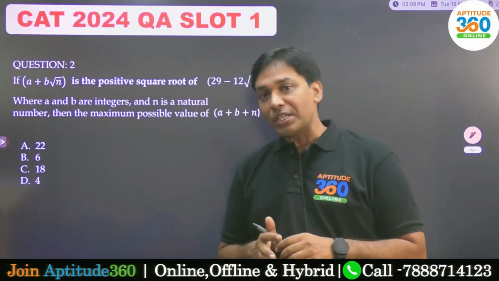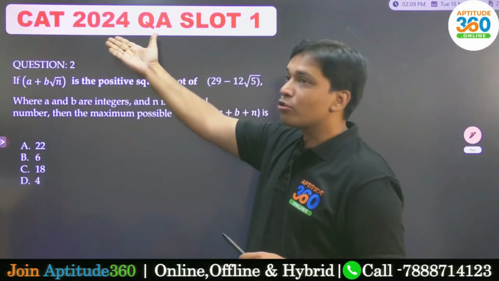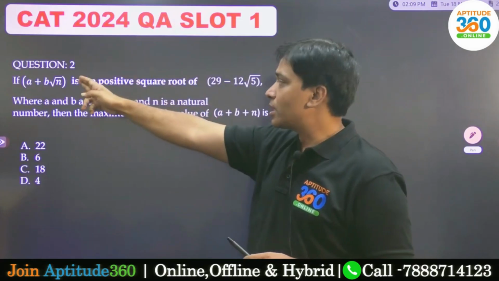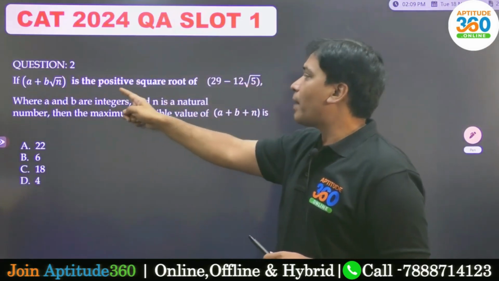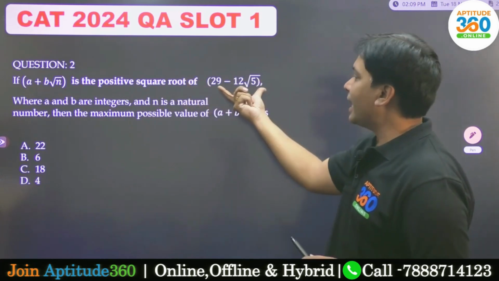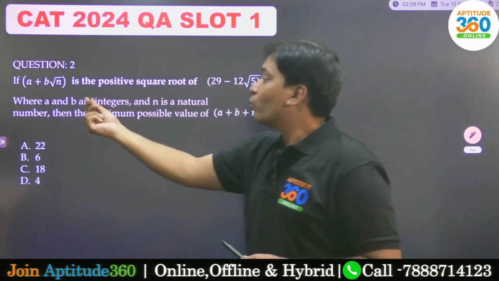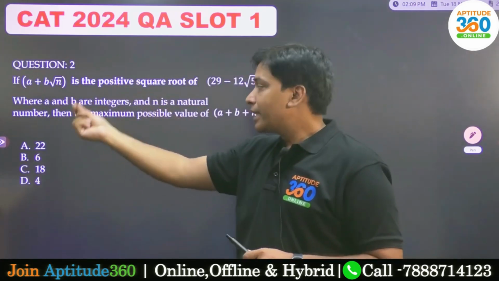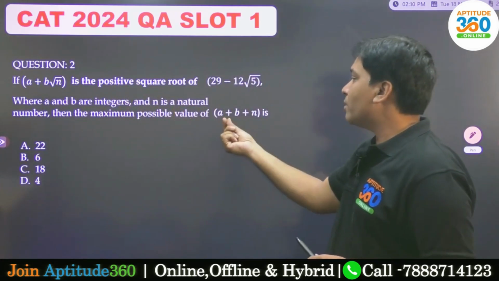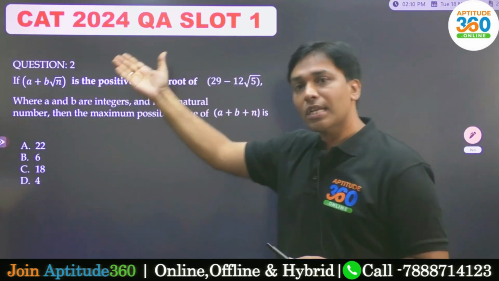Let us solve this question. It was asked in CAT 2024 slot 1. It was question number 2, and it says that if a plus b under root n is a positive square root of 29 negative 12 root 5, where a and b are integers and n is a natural number, then what is the maximum possible value of a plus b plus n? These are the 4 options.